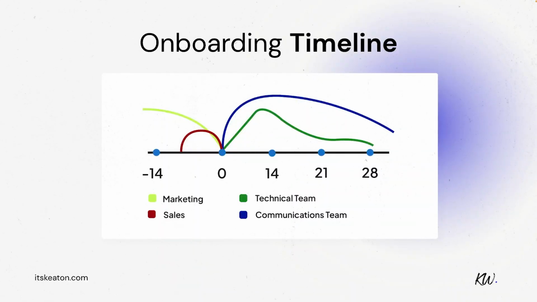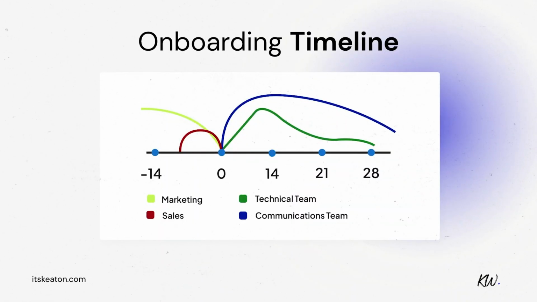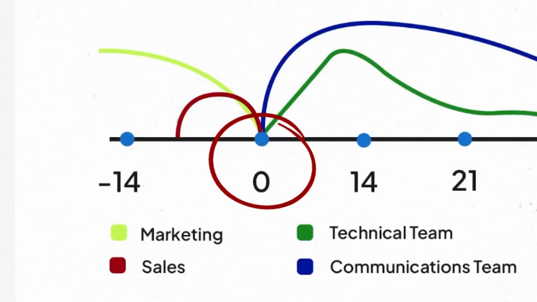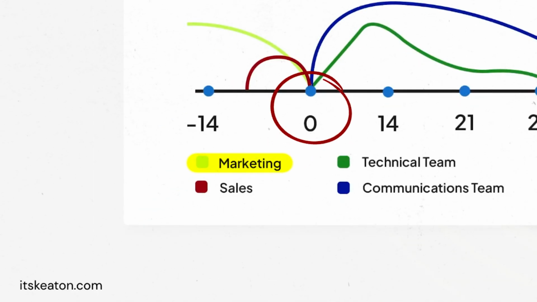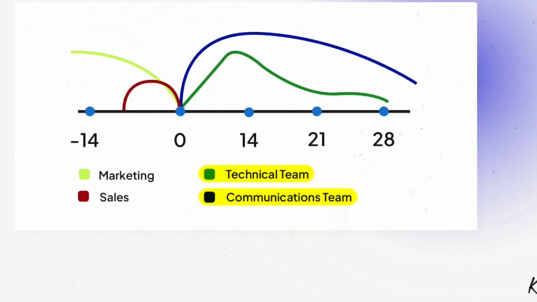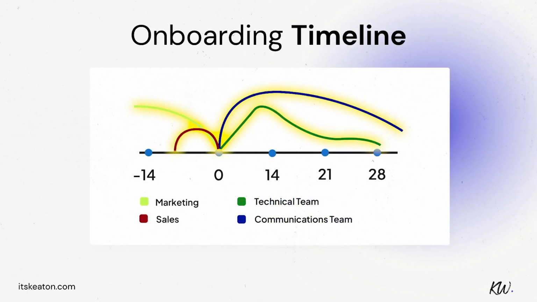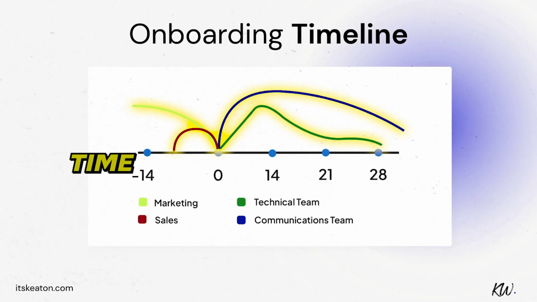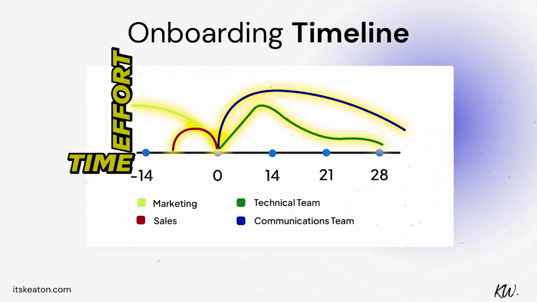So this is how I encourage my students to think about onboarding. You have day zero, which is when money is actually transacted. Before day zero, you have the marketing and sales teams working on things. And then after day zero, you have the technical team and the communication team working on things. Each of these arcs represents the amount of time and effort spent with the client during that particular part of the customer journey.